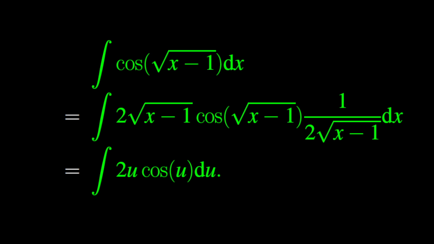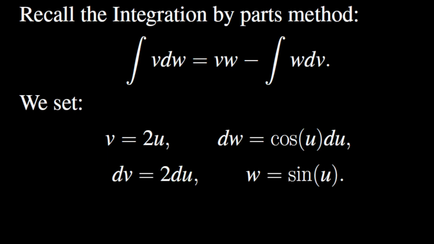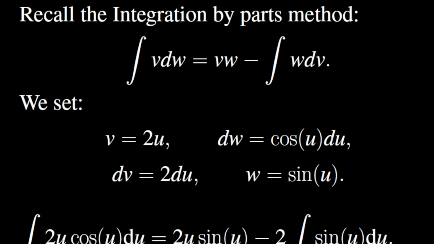In order to compute the integral of 2u times cosine of u du, we have to use the integration by parts method. Recall the integration by parts method. In this new approach, we set v equal to 2u and dw equals cosine of u du. Thus, dv equals 2 du and w equals sine of u. Therefore, the integral of 2u times cosine of u du is equal to 2u times sine of u minus 2 times the integral of sine of u du.